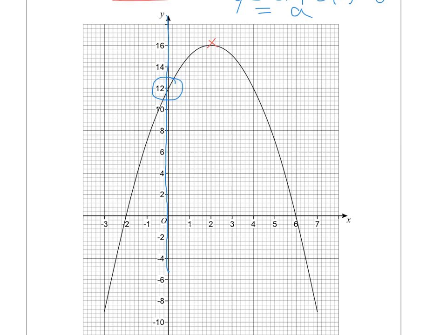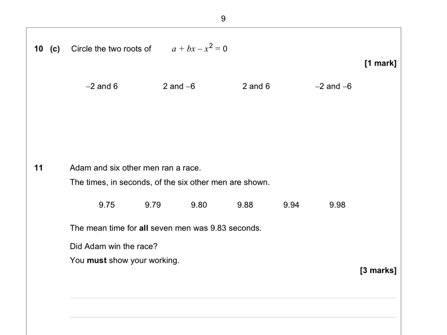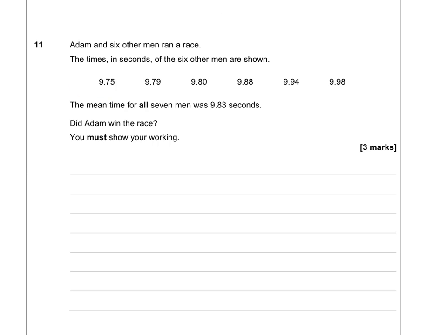Part C. Circle the two roots of a plus bx minus x squared equals 0. Now the roots are where this graph crosses the x-axis, so here and here, so the answers are -2 and 6. So 10 part C from the previous question, -2 and 6.